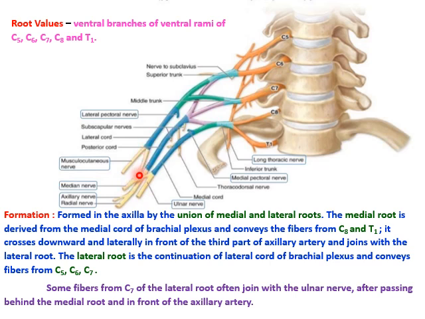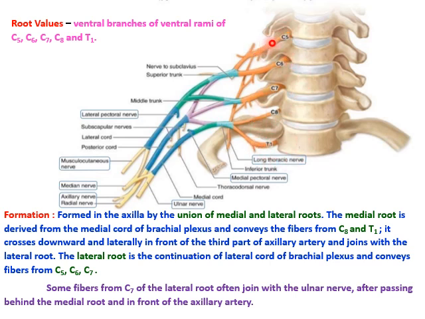The lateral root of the median nerve, being the continuation of the lateral cord of the brachial plexus, carries C5, C6 and C7. The medial root of the median nerve carries its fibers from C8 and T1. This can be said by seeing the roots here. This is the root value. So C5, C6, C7, C8 and T1 are the roots that form the brachial plexus.